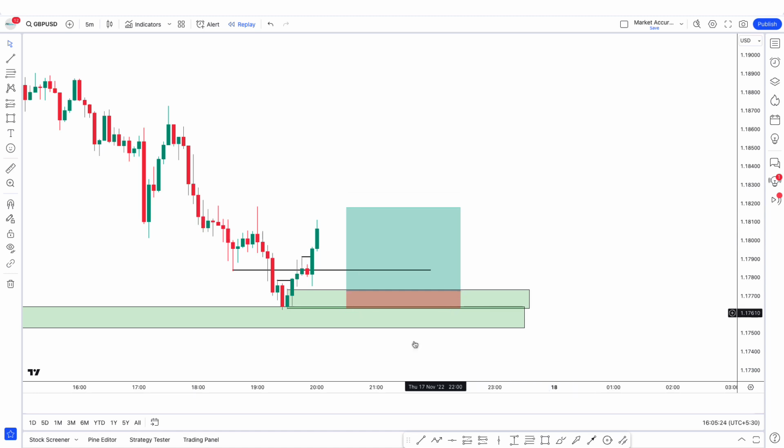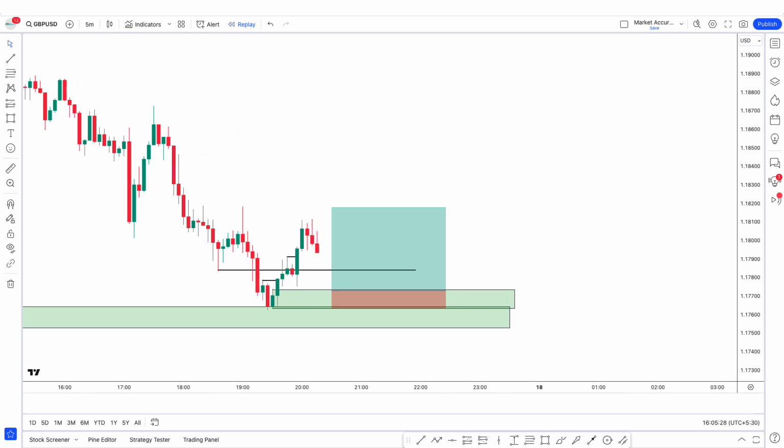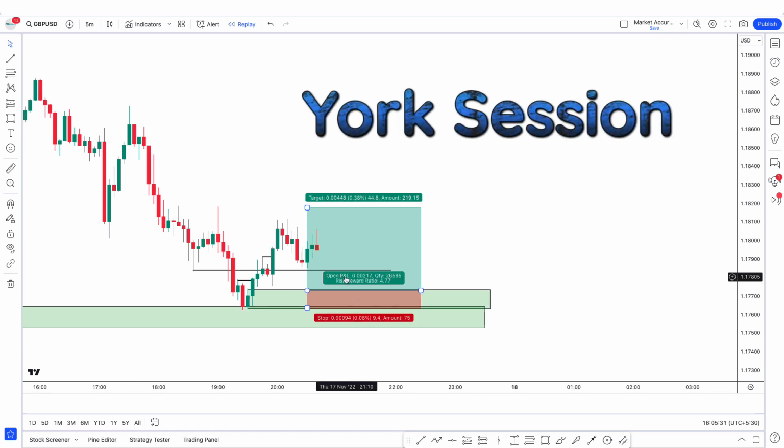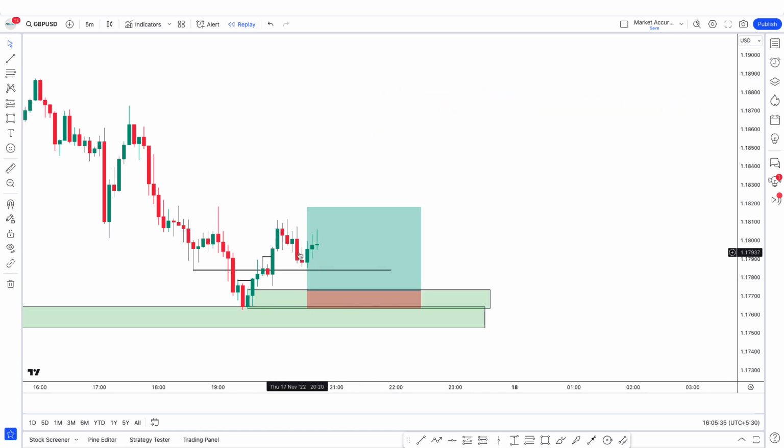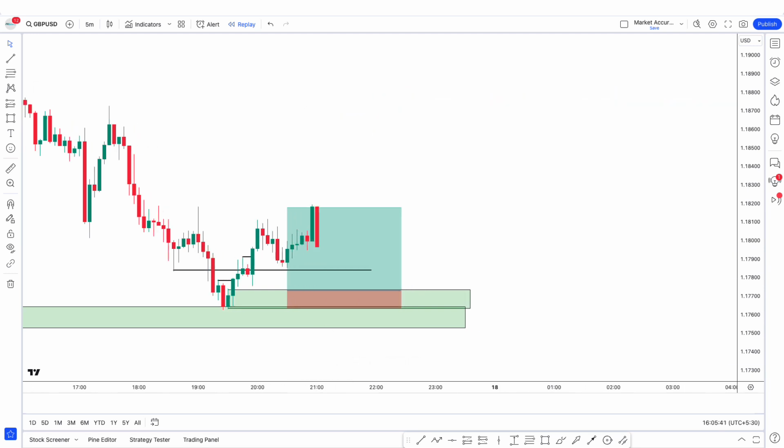You place our stop loss right below this level, and you could go ahead and target these highs here, or you could target this fair value gap. So let's see what happens. And notice that we are currently in a New York session. We are in a New York kill zone. So make sure your entry is between the London session and New York session.